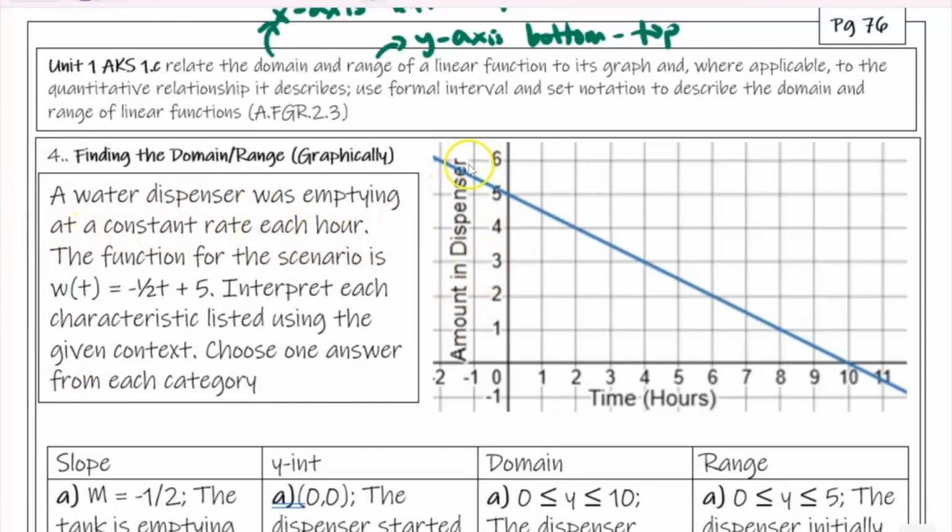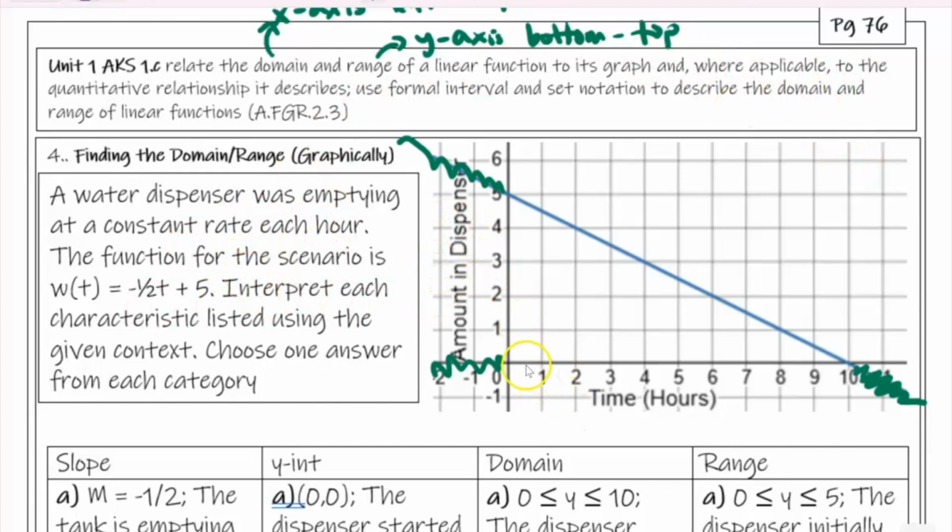So here's the amount in the dispenser, and you can see that it cannot start with negative time. So I can go ahead and just cross this out, because that doesn't make any sense, because I can't have negative time. And then, of course, as it's emptying water, what's going to happen after 10 hours? It's completely empty. So it's not emptying any more water. There's no negative water in there. So that's going to also go away. So again, just remember, with real world situations, there are restrictions.